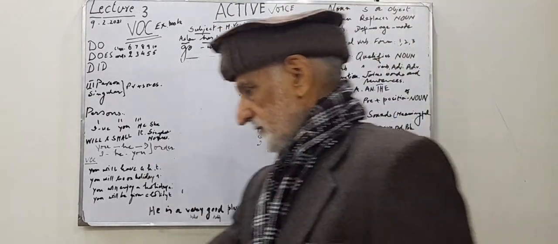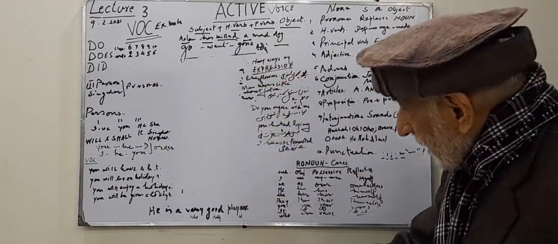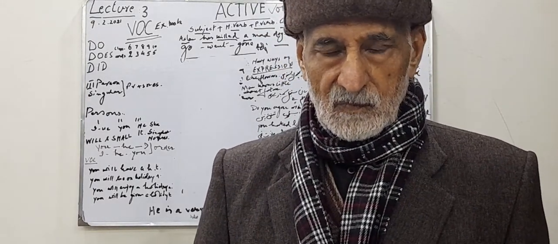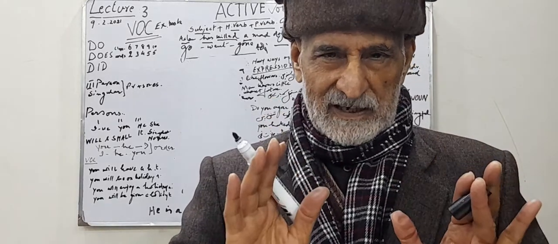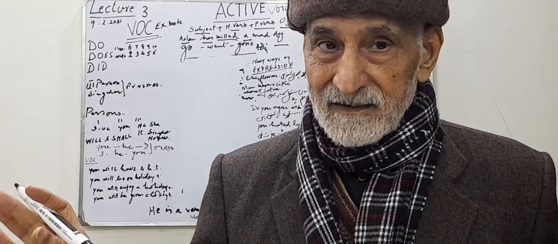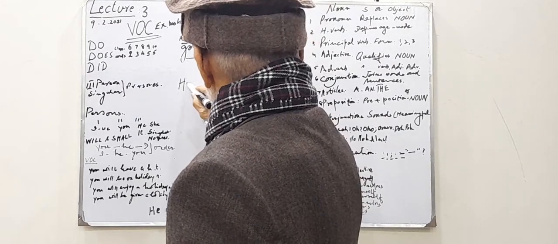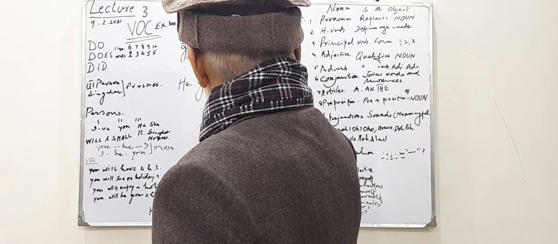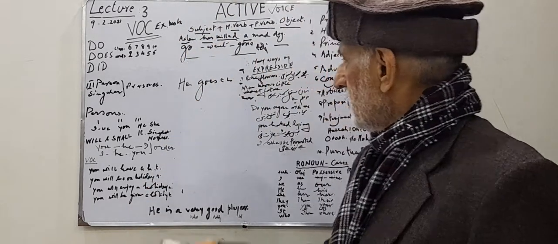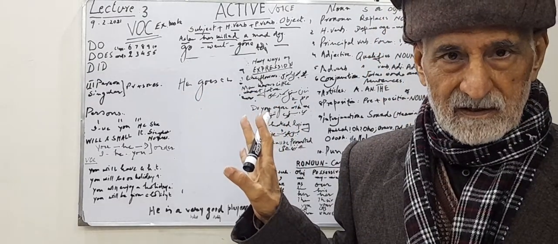Now, one thing more, very important. In the 12 forms of active, there is one sentence which has no helping word. He goes to Lahore. See, there is no helping verb. Okay?